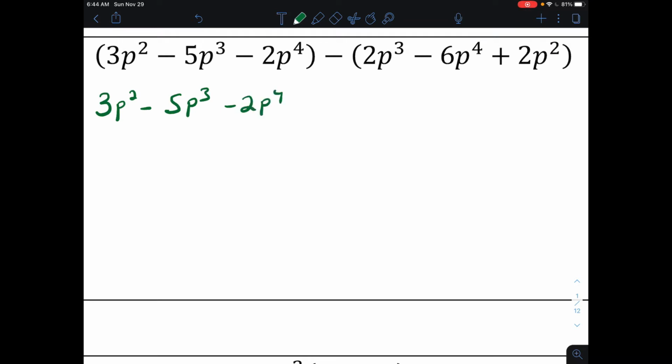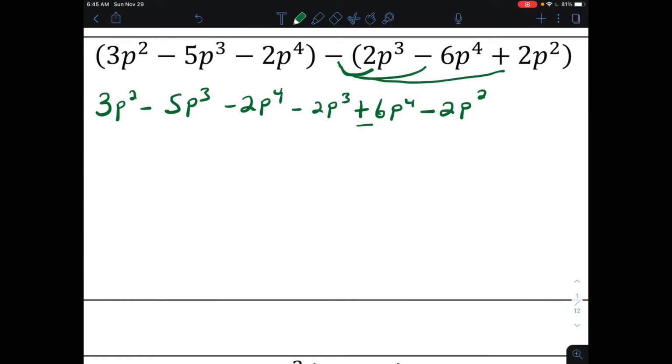And then we need to take everything out of the second set because I'm subtracting. I have to distribute the minus. So we'd have minus 2p to the 3rd, and then minus negative, so that makes plus 6p to the 4th, and then minus that positive, so I need to change that sign to minus 2p squared. Now that everything's outside of parentheses, we're going to combine like terms.